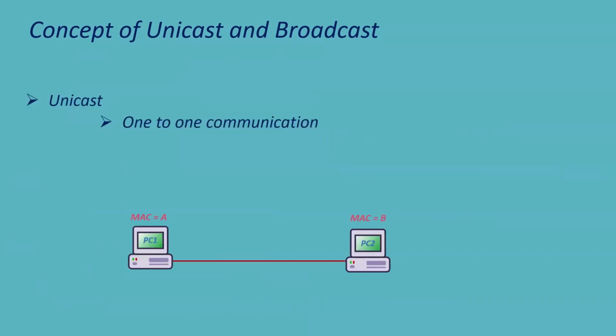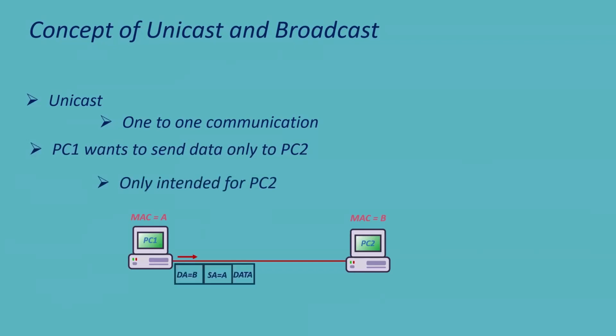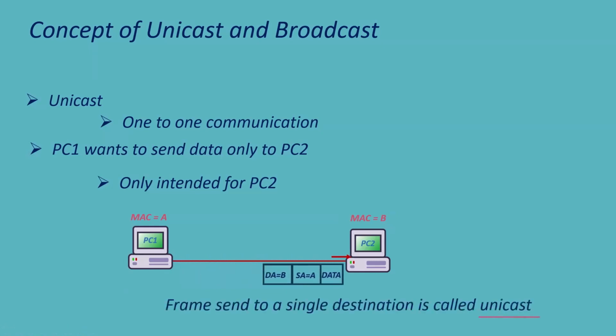If we apply the same concept to computer networks, PC A wants to send data to PC B. Only one destination is where it is sending. This is what is unicast. The destination address is a defined address for only one person or one PC, this is B. This is called unicast. A frame sent to a single destination is called unicast.